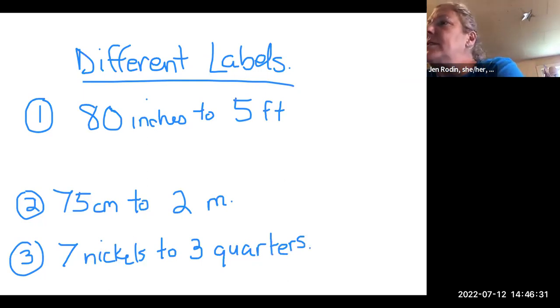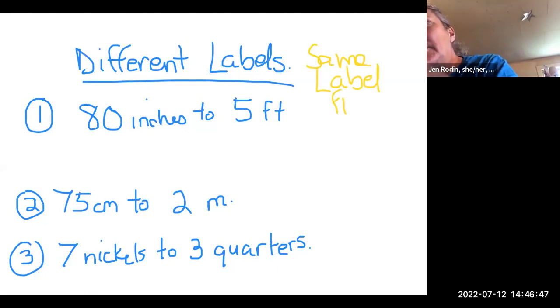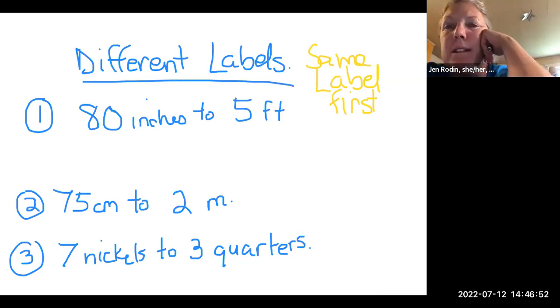These are still ratios, but just a little bit trickier because we need to make sure that they have the same label before we do the math first. So one of them has to get converted. I always say convert whichever one's easier. So in this one, I'd say it'd be easier to convert feet to inches.